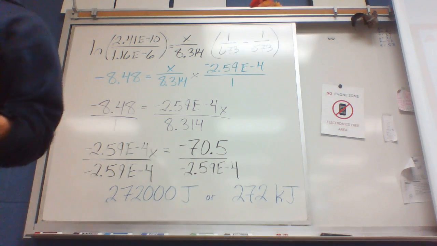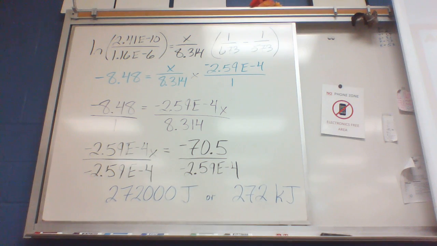I like to throw the kilojoules value up there because it's very common for AP to want answers expressed in kilojoules. So just remember that your prefix kilo is times 10 to the third. So joules divided by 1000 gives you kilojoules. And that's the activation energy of this reaction.